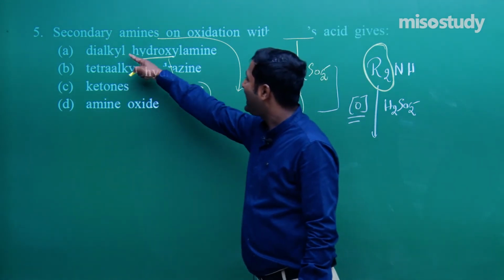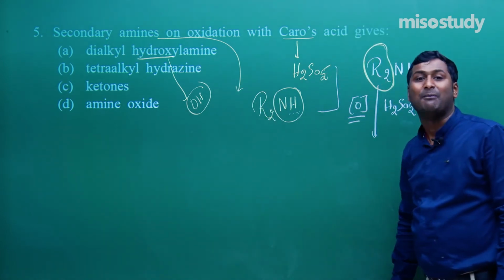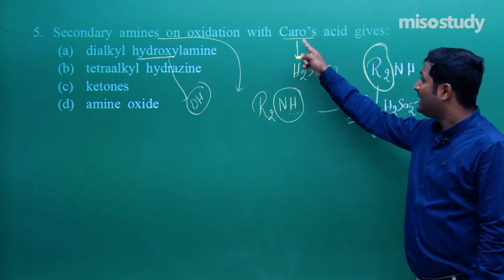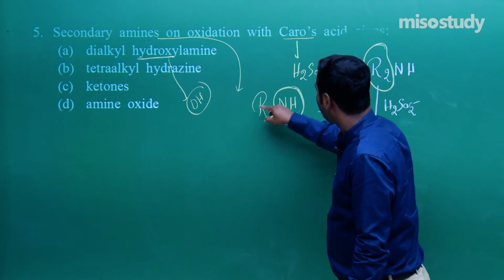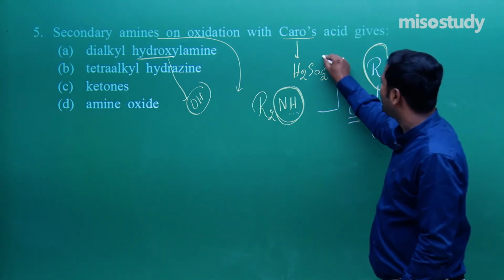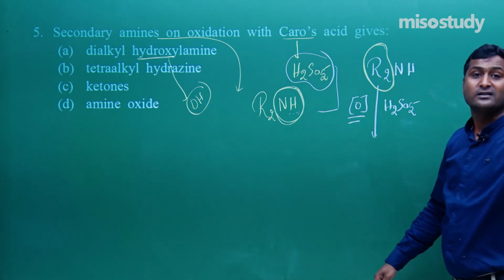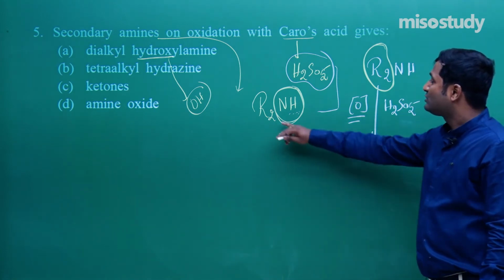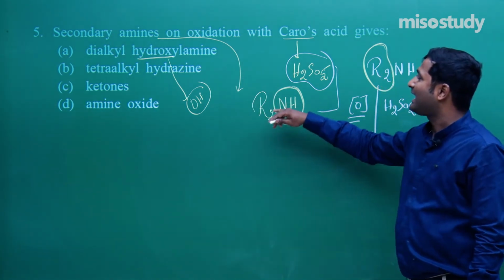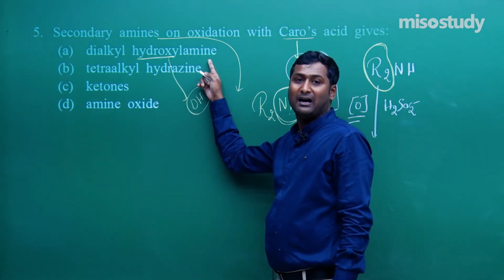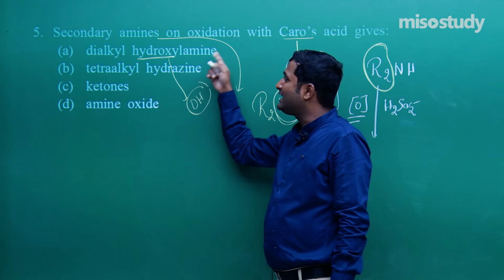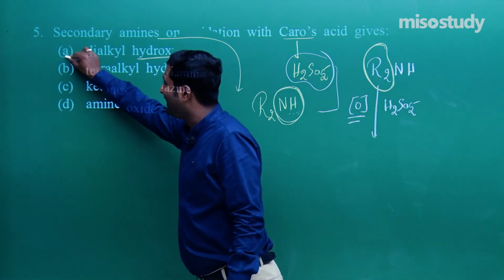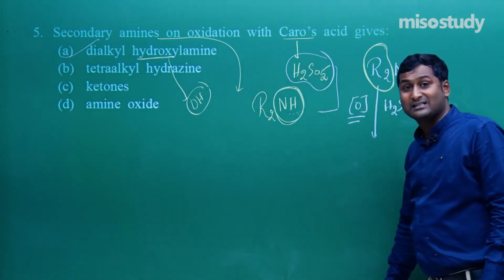Clear to you? Dialkyl hydroxylamine. This is a special type of oxidation. What I am telling is, if a secondary amine, R2NH, is treated with Caro's acid, that is oxidation, the removal of hydrogen and addition of oxygen. So what will be the product? Dialkyl hydroxylamine. Clear to you? Addition of oxygen. So we can say in this case the product is A, dialkyl hydroxylamine.